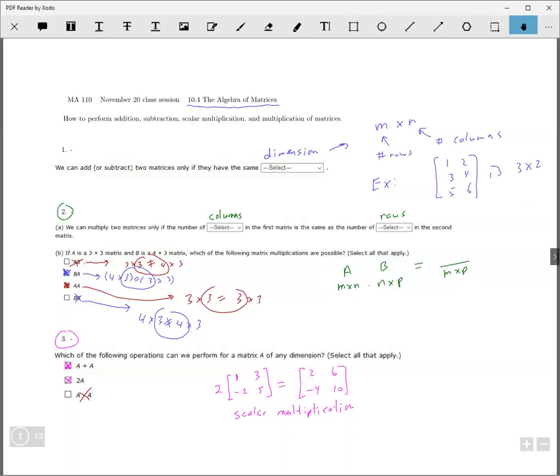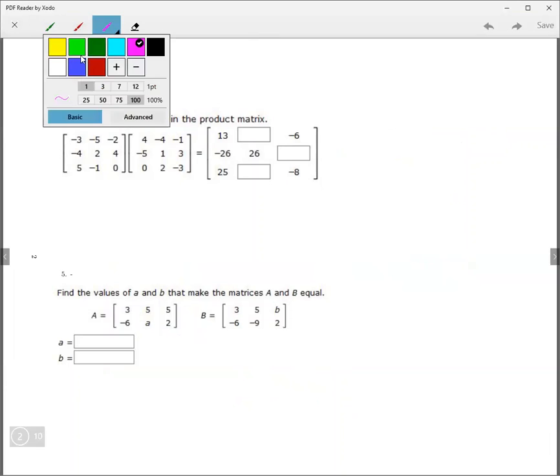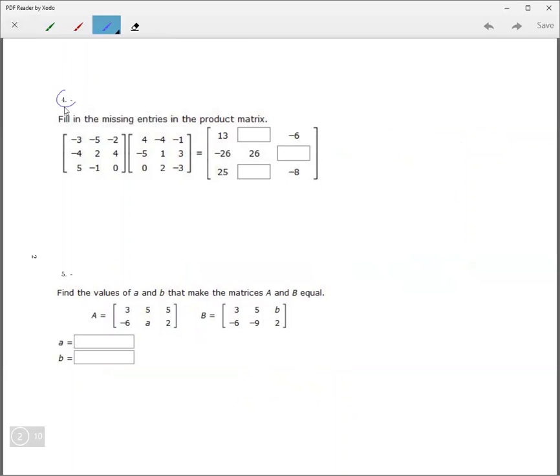Okay, let's talk more about multiplying matrices together. Okay, so number 4. So here's how it works. First of all, we check the dimensions. This is 3 by 3. That's also 3 by 3. Okay, so 3 rows, 3 columns, 3 rows, 3 columns. So that works out okay.